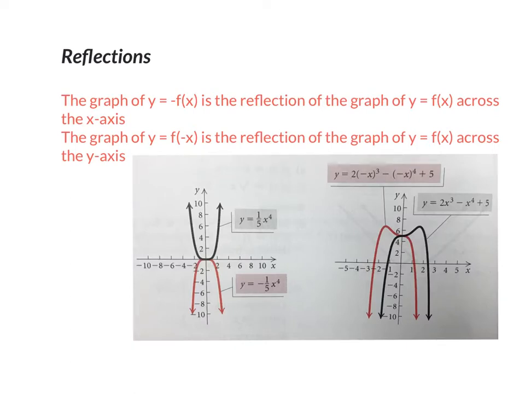All right, reflections. If you have a negative sign in front of your function, if everything changes signs, or if you have a negative in the front, it reflects it across the x-axis. If the negative is inside the parentheses with the x, it reflects across the y. And of course, I got a couple pictures down here.